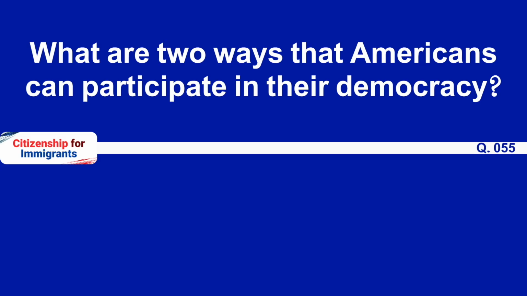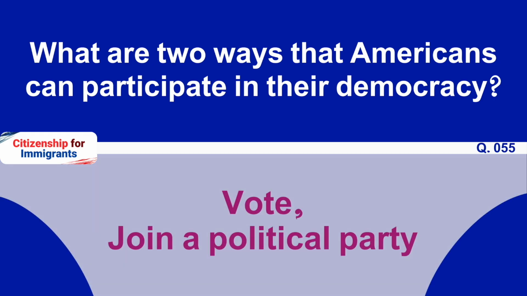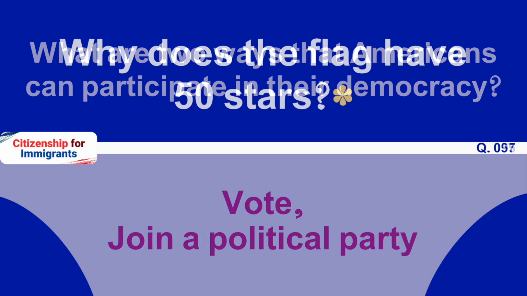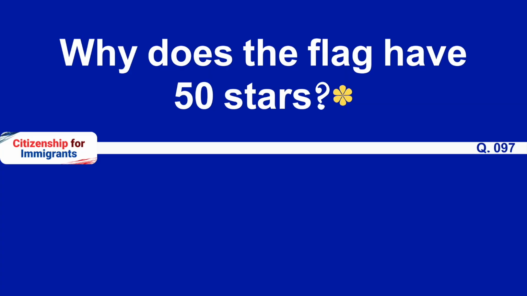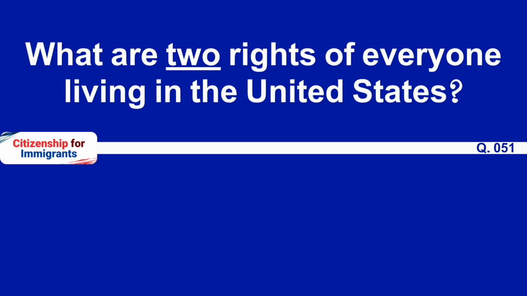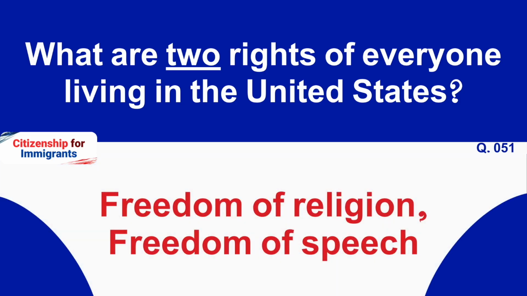What are 2 ways that Americans can participate in their democracy? Vote. Join a political party. Why does the flag have 50 stars? Because there are 50 states. What are 2 rights of everyone living in the United States? Freedom of speech. Freedom of religion.